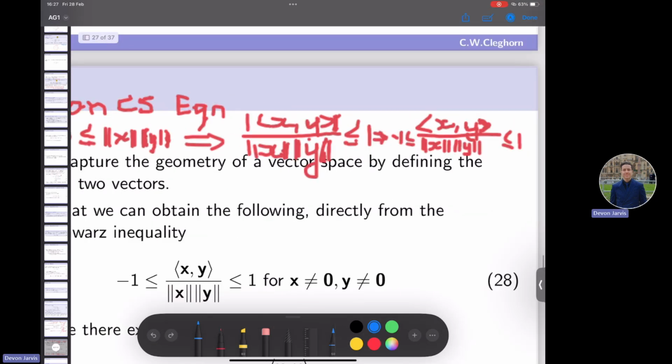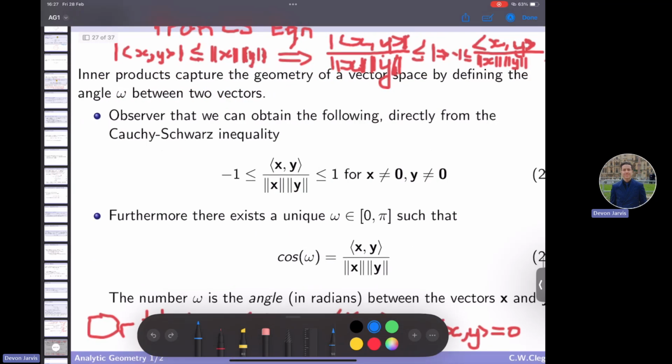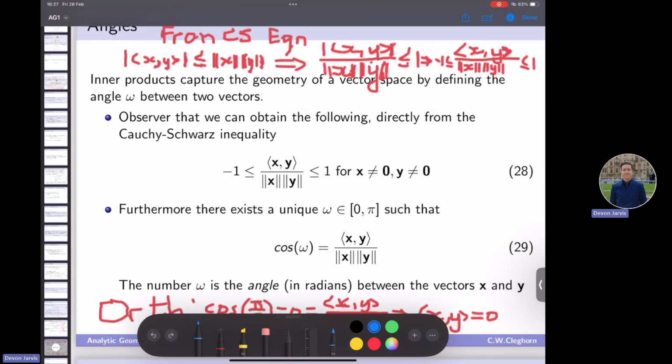If I drop the absolute values at the top, this means that I have the expression between minus 1 and 1 on either side. The minus 1 appears because I'm getting rid of the absolute values, so I just need to account for both sides of that magnitude. And this is how we can use this to define angles on the vector space.